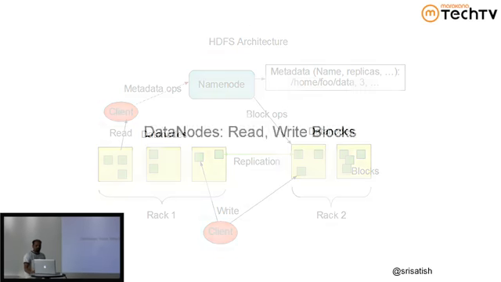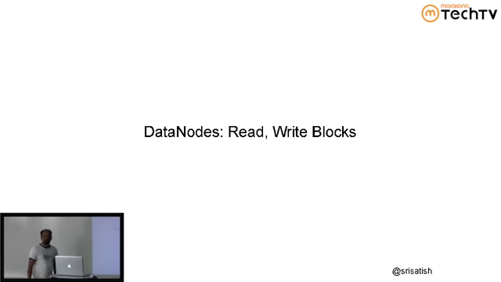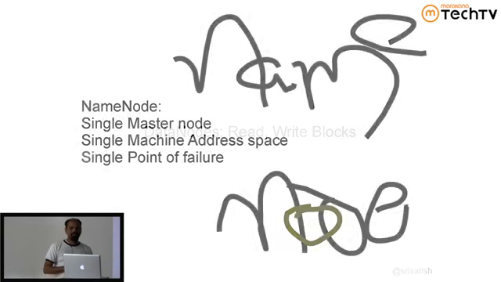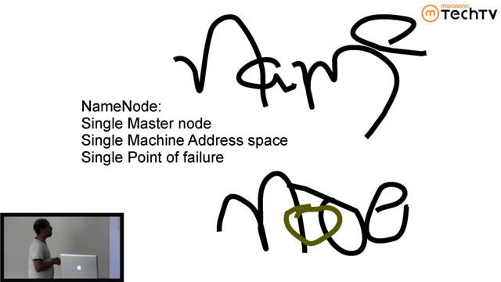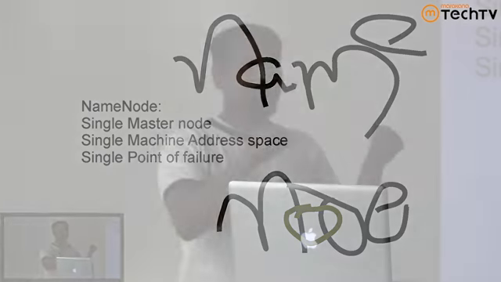Data nodes do reads and writes for blocks, so all your data is actually stored as real file system blocks. And the name node is your single master node. That's your single machine address space, where you put all your metadata. That's also your single point of failure. All that we heard so far is very parallel, massively distributed, but one of the single points of failure in the entire Hadoop ecosystem is the name node, because that's where you store all your inodes, and that's where you want to manage.